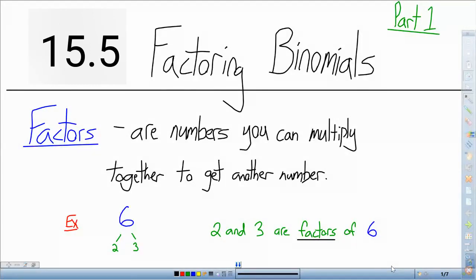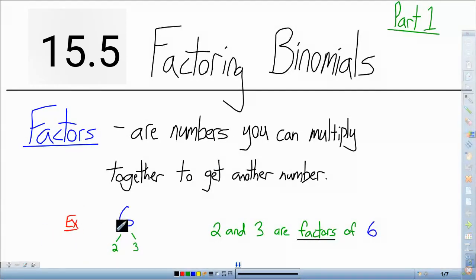Okay, so first thing, what are factors? Well, we've seen factors previously in this class. This is not a formal definition, this is just kind of my definition. Factors are numbers you can multiply together to get another number. If you remember when we were dealing with radicals, we would break them down into their prime factors. Those numbers are considered factors because they can be multiplied together to get that original number.